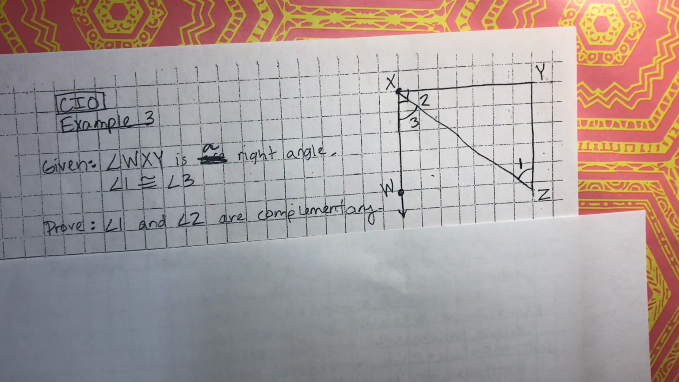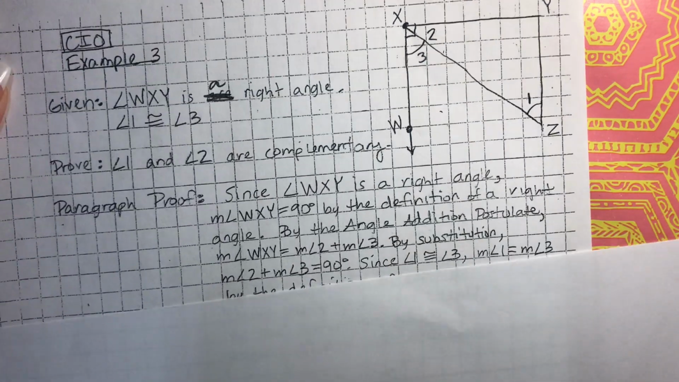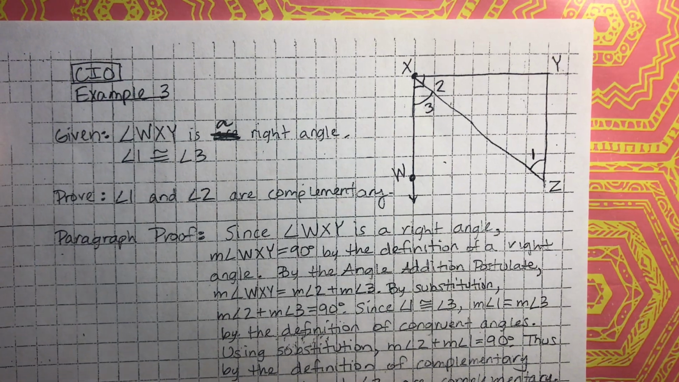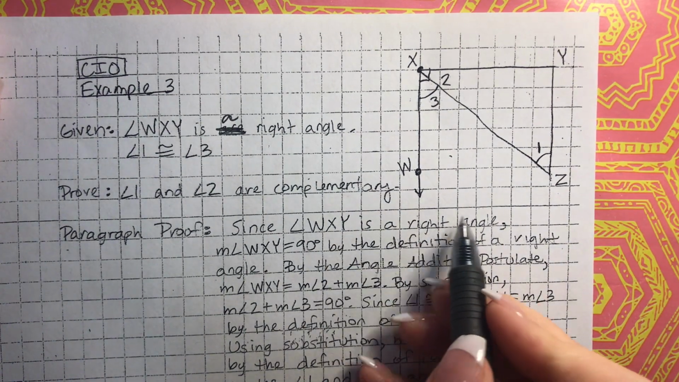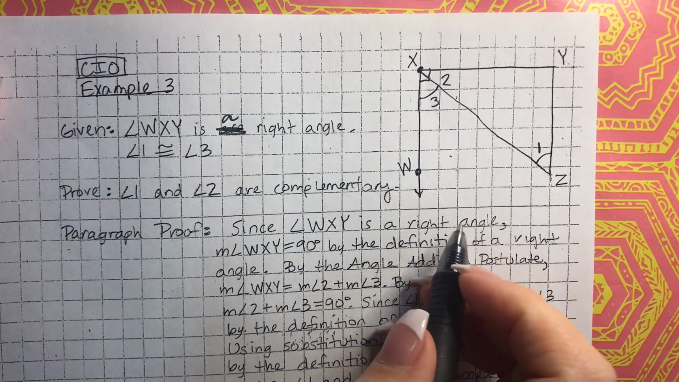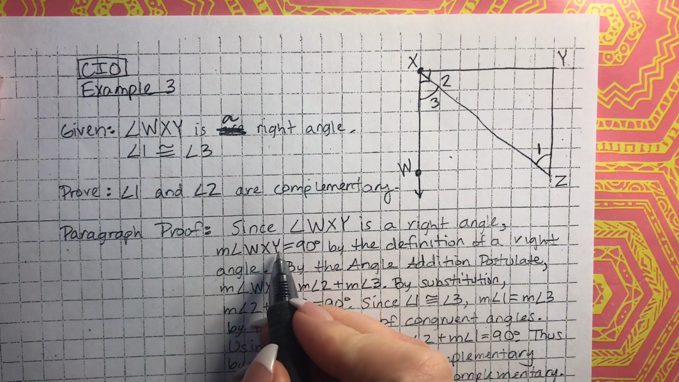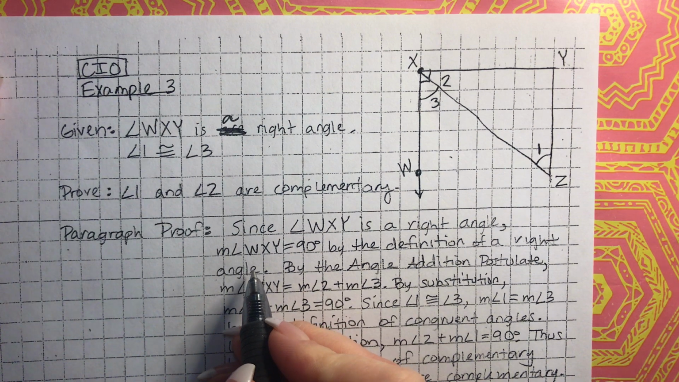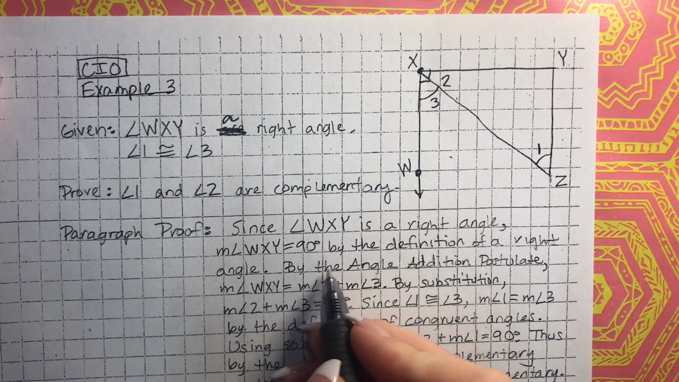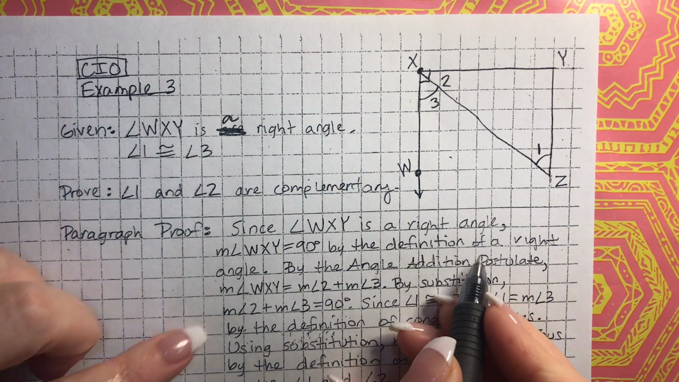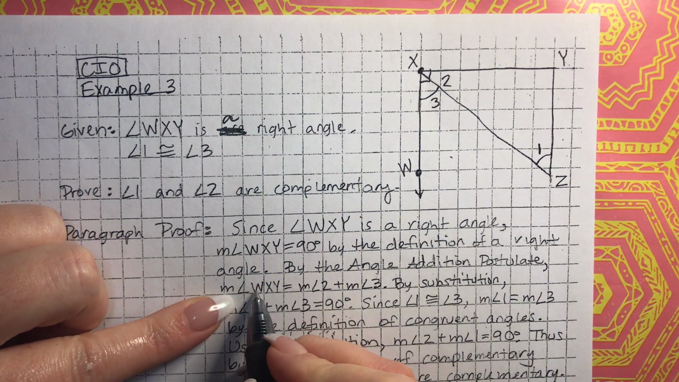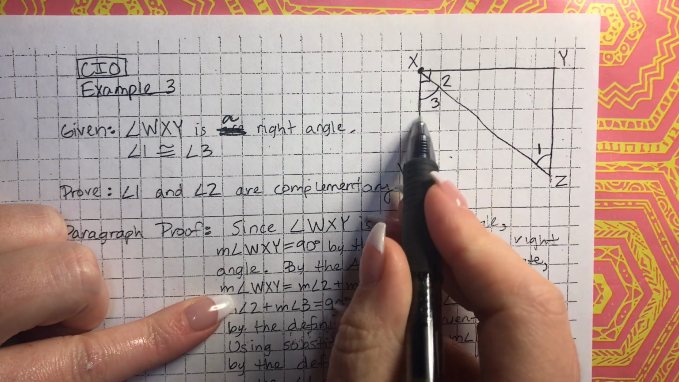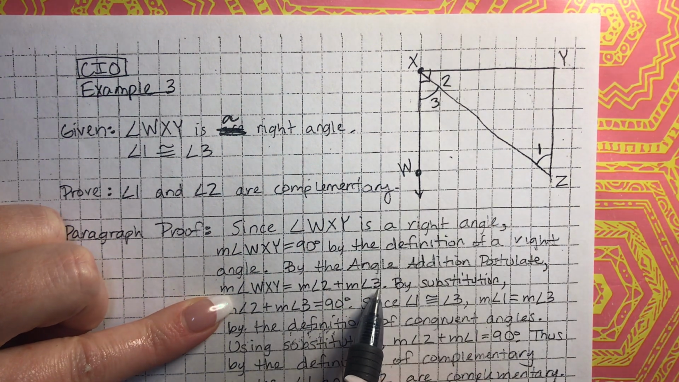Okay, so it says that since angle WXY is a right angle, then what we know is the measure of angle WXY equals 90 degrees by definition of a right angle. Okay, then it says by the angle addition postulate, we know that the measure of angle WXY is equal to the measure of angle 2 plus the measure of angle 3.